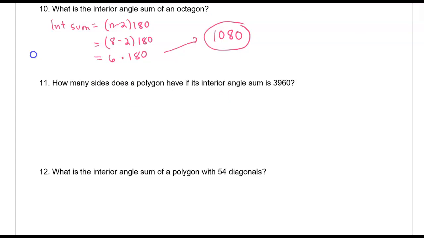Number 11 and number 12. I would like you to pause the video, try 11 and 12, then turn the video back on to check your answers.